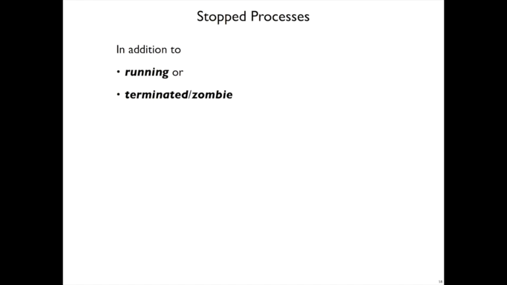We've seen that a process can be running, or it can be terminated, or in this zombie state where it's terminated but its process ID has not yet been reaped. It turns out there's one more state that we haven't mentioned. A process can be in a stopped state. And a stopped state means the process still wants to run. It's not finished, but it's not going to continue running until it is continued.